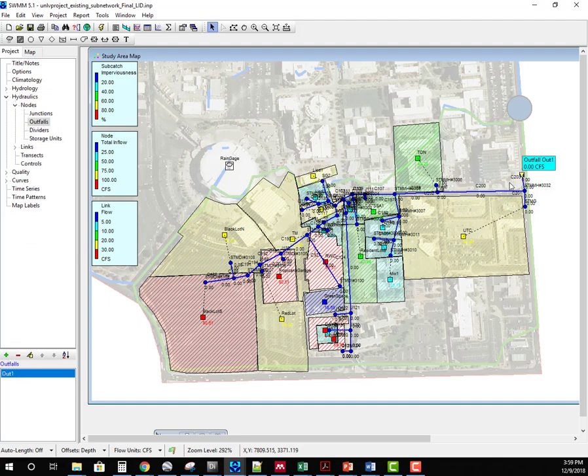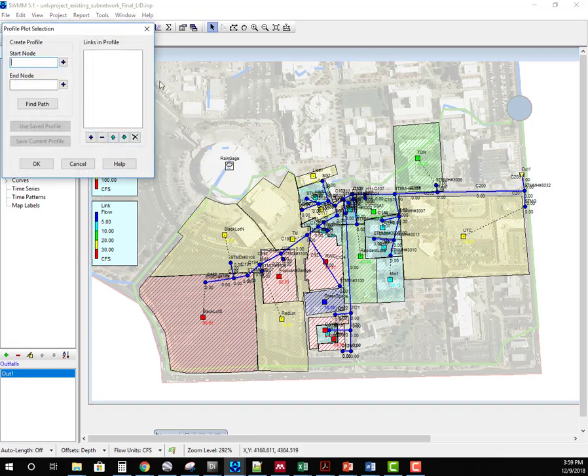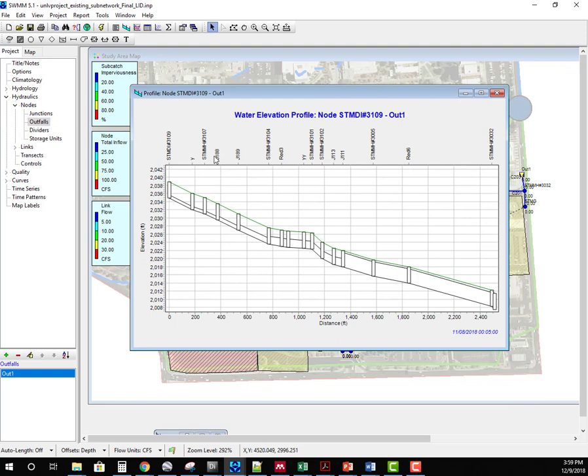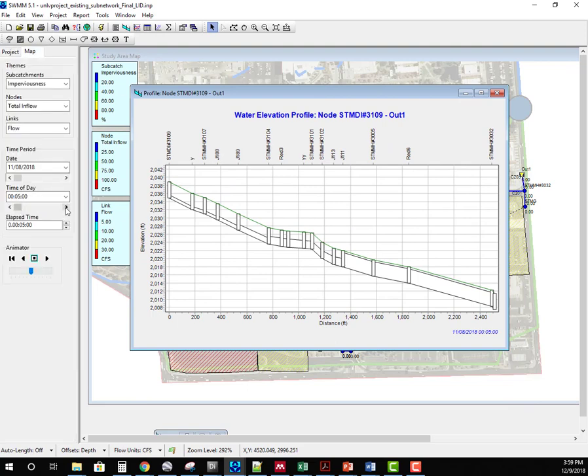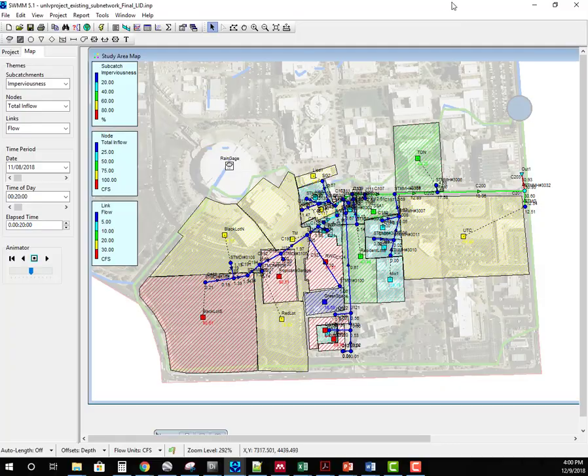And let's look at the profile first from the farthest end to the outlet or the outfall, and find the path, and then this is the 5 minutes, this is the 10 minutes, this is the 15 minutes, this is 20 minutes. So we can see that we were getting flooding in more than 26 of the nodes in our previous model without the LIDs, and now it's all under control.